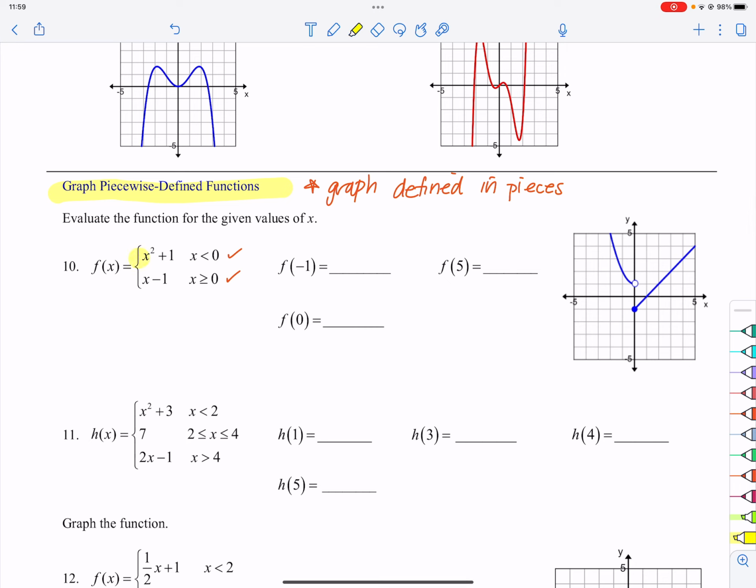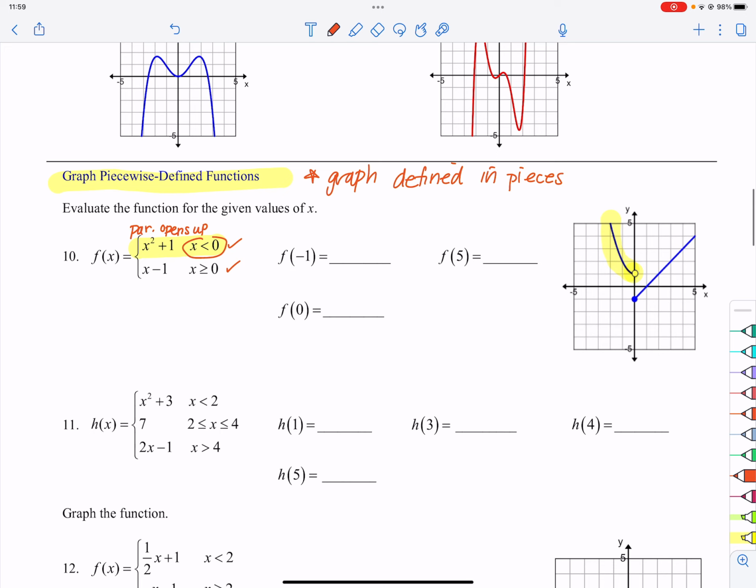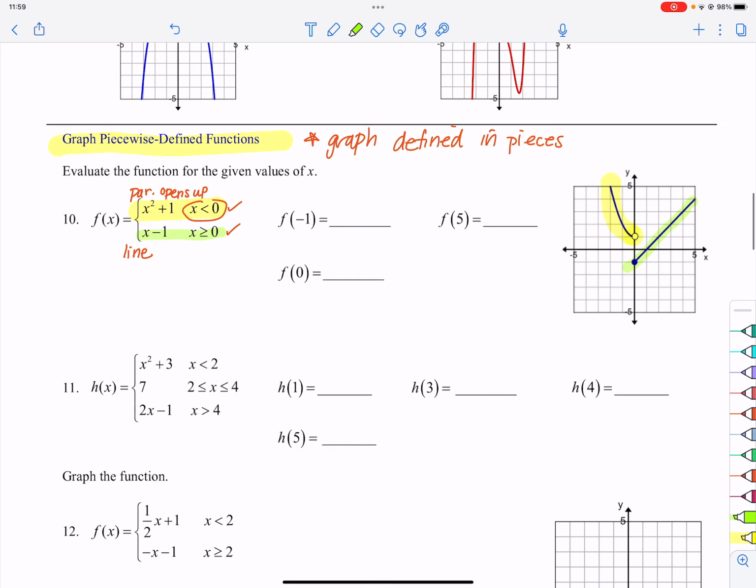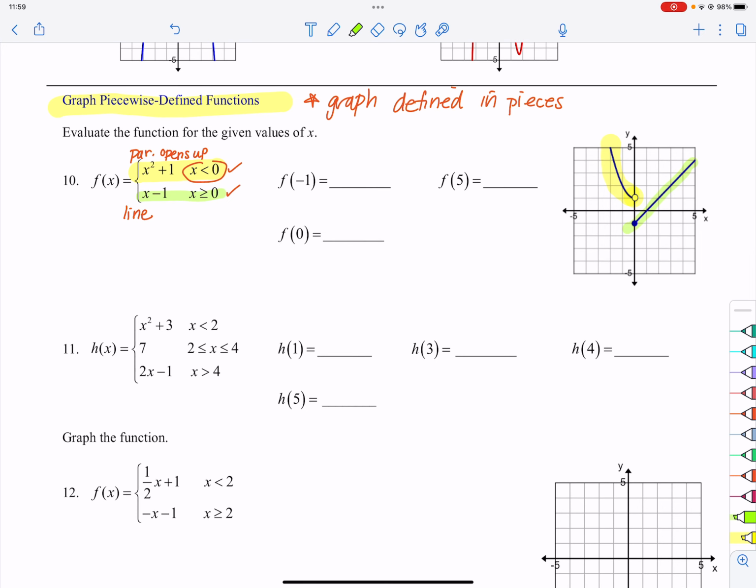Let's first take a look at this graph. As you can see, it is the left side of a parabola with an open point because we have less than 0. X squared plus 1 is a parabola that opens up. And we only want the x values that are negative graphed. Then we have a line, f of x equals x minus 1 for any x values that are greater than or equal to 0. So equal to 0 and greater than. Let's go ahead and try to find some function values of these.